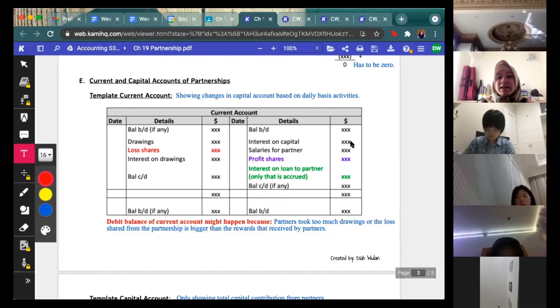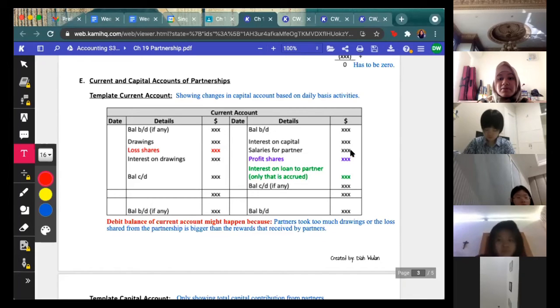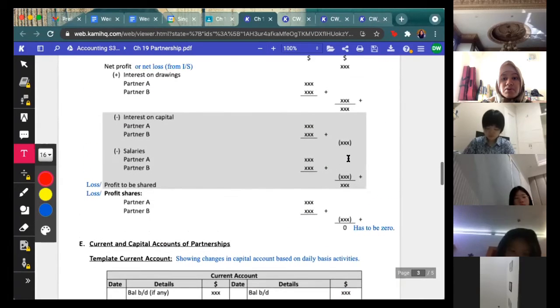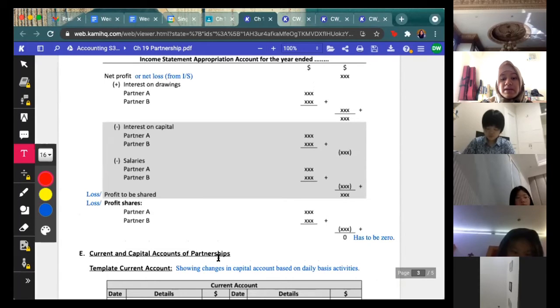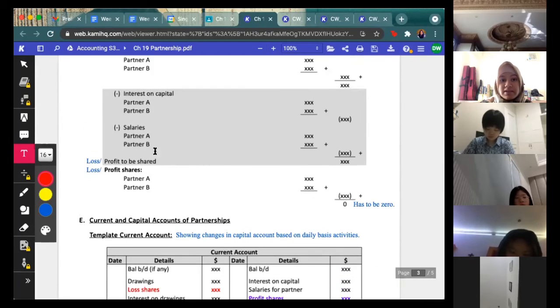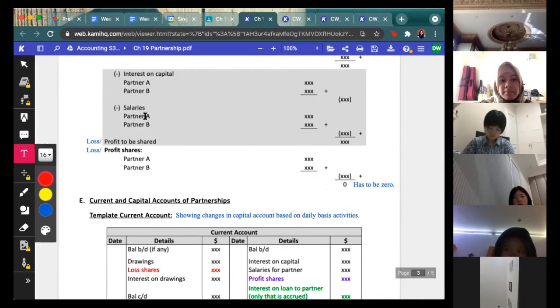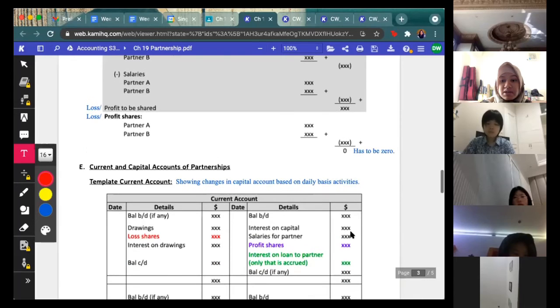Interest on capital is on the credit side because it will add to partners' capital account. It is a reward for partners, so it increases their capital. Salaries for partners also increase capital. Profit shares also increase capital. That is why all three go on the credit side. These three will be the same as what you wrote in the appropriation account. If you are doing the current account of partner A, interest on capital of partner A will be stated there, salaries of partner A here, and profit shares for A also here.